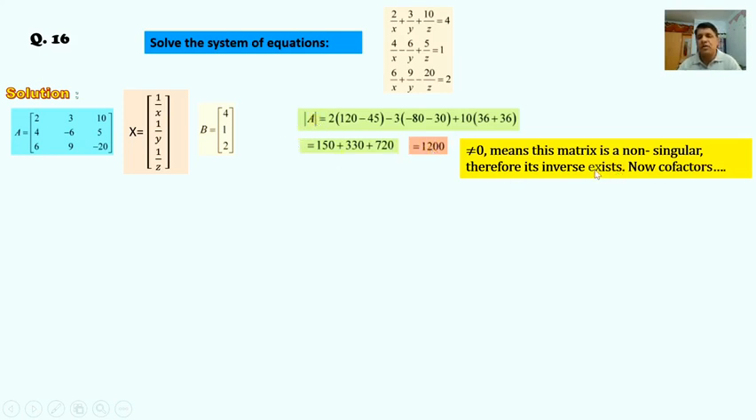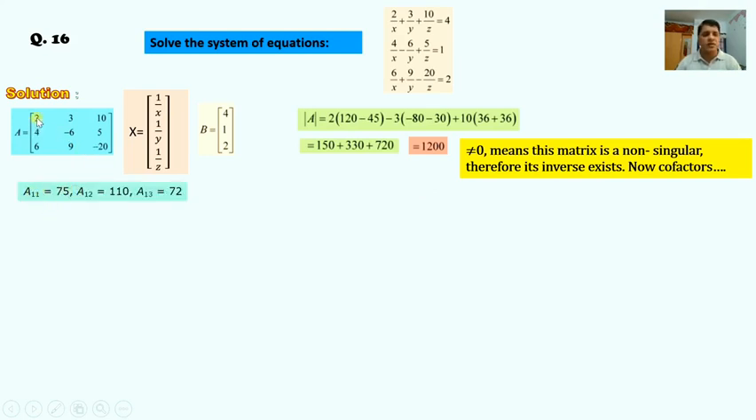If it is non-zero, definitely the inverse will exist. If it is equal to 0, the inverse doesn't exist. Now, for finding the inverse of the matrix, we will go for the cofactors of this matrix. So we'll start with it.